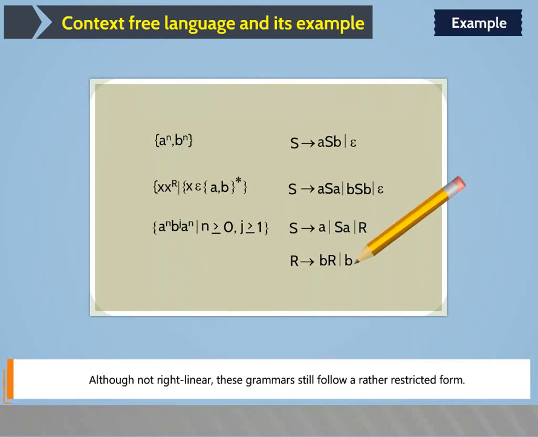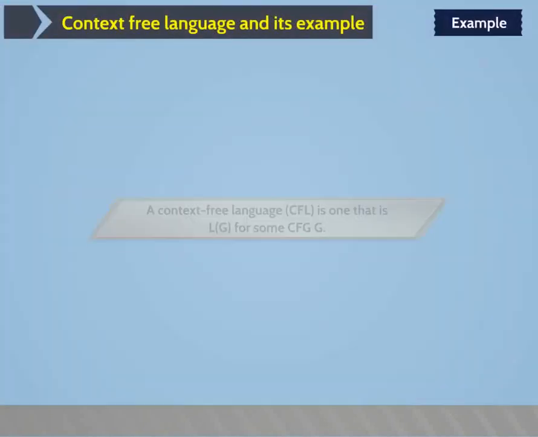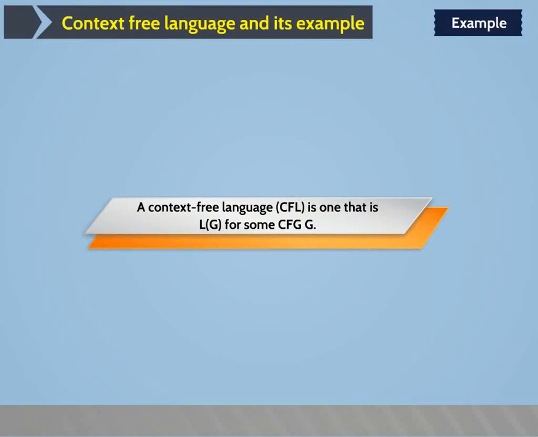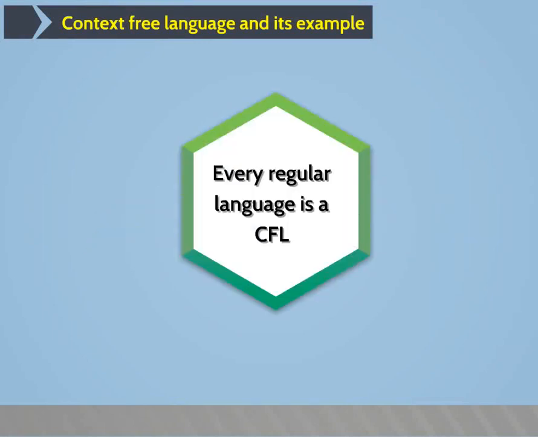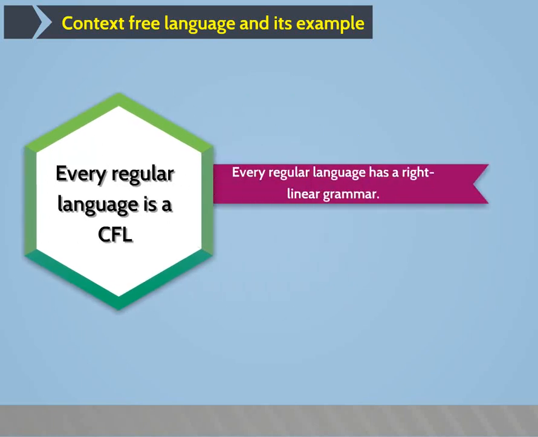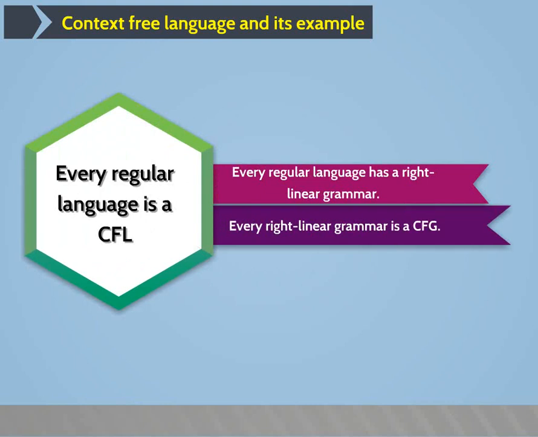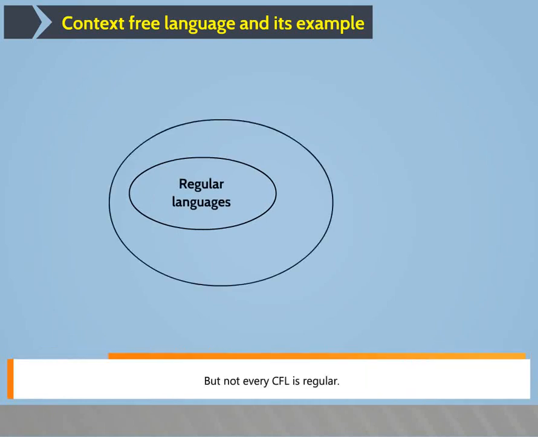Although not right linear, these grammars still follow a rather restricted form. A context-free language, that is CFL, is one that is L(G) for some CFG G. Every regular language is a CFL. Every regular language has a right linear grammar. Every right linear grammar is a CFG. But not every CFL is regular.